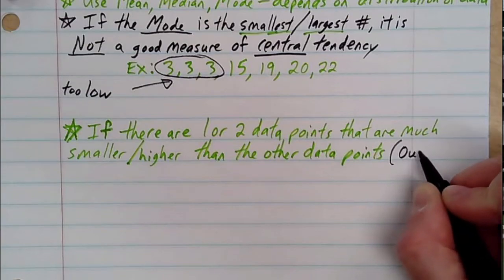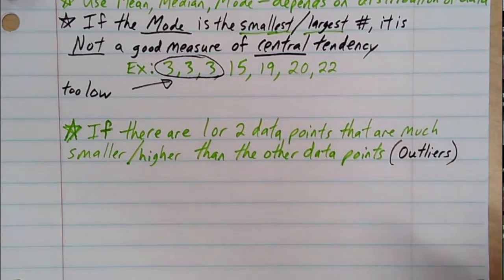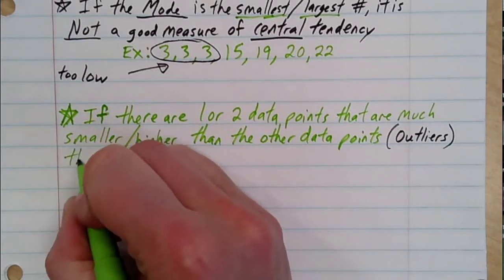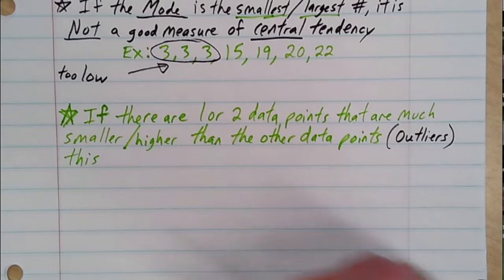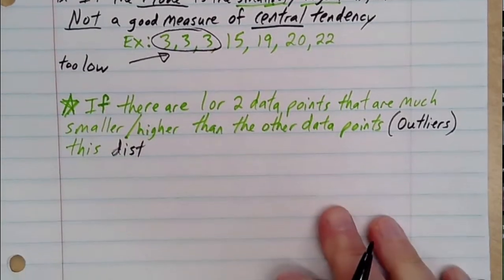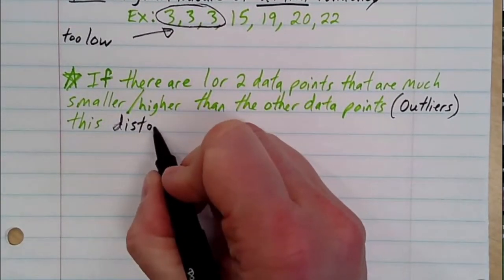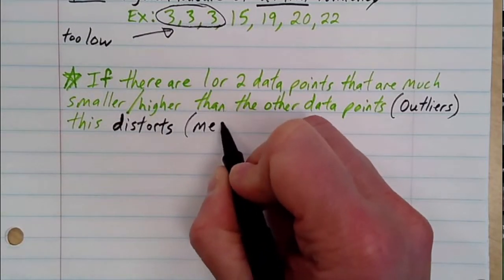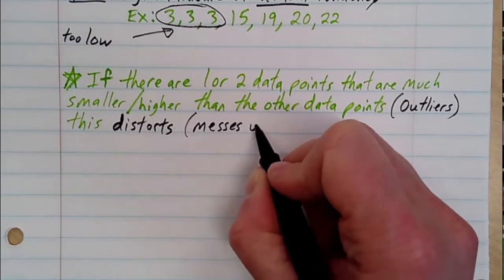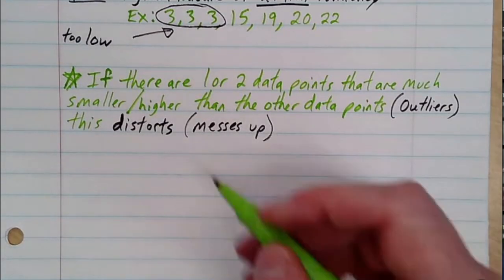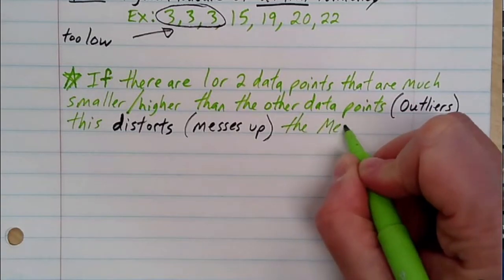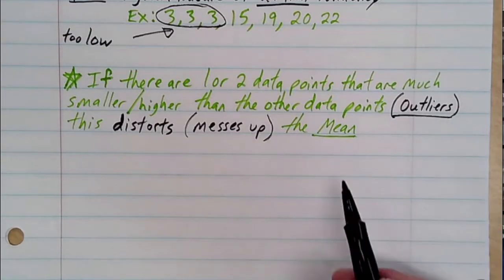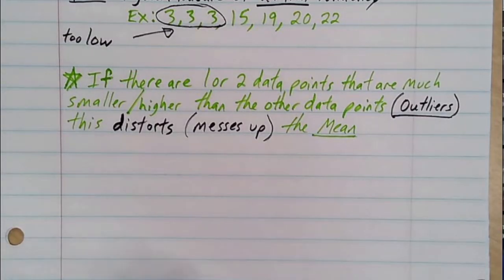I'm going to put that over here. If we have outliers, then this, we call it distorts. I'm going to change colors again. This distorts. What does distorts mean? It means it messes up the mean. How does it mess up the mean? I'm going to underline that. So if you have some outliers, how does it mess up the mean? It's going to either pull your mean higher or lower.